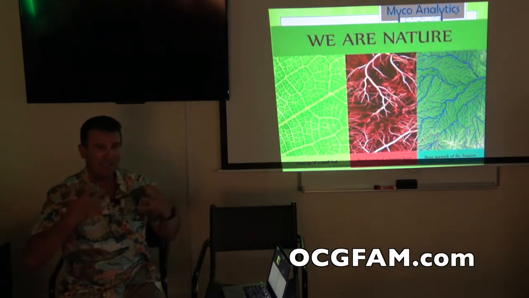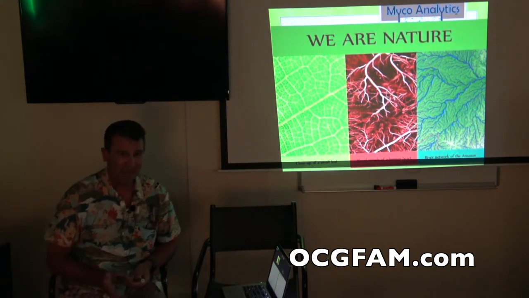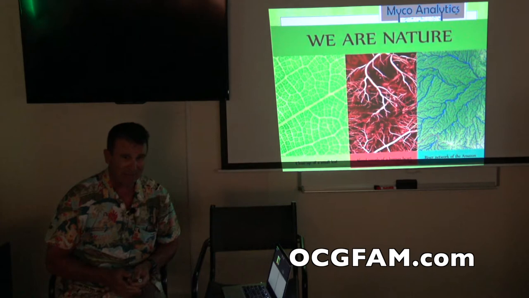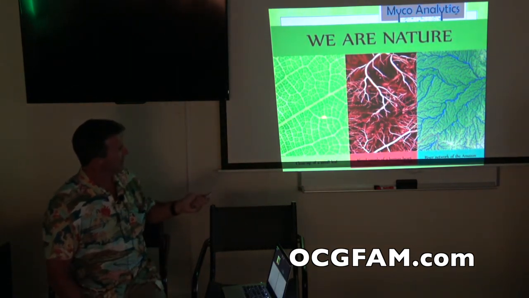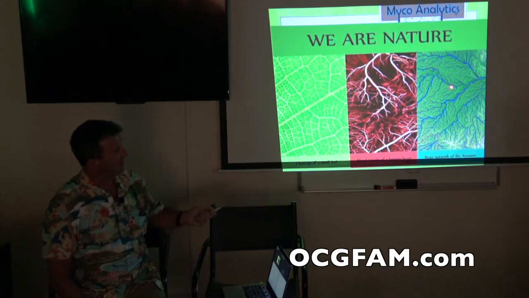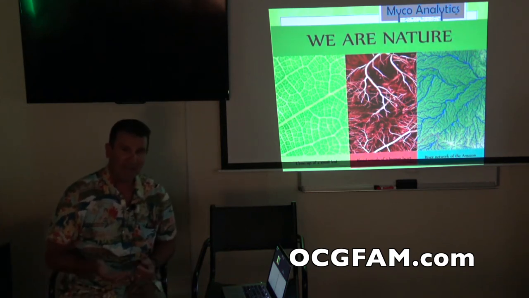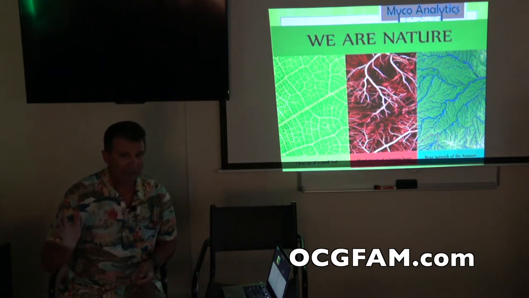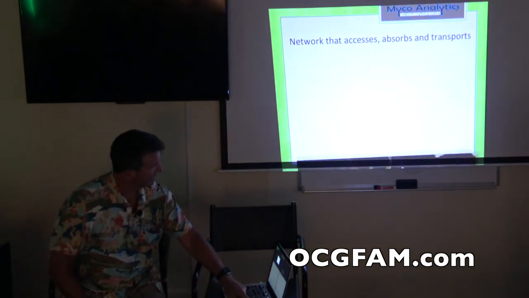But this network, this dichotomous nature of the mycorrhizal branching into the soil, is nothing new. Nature's figured this out for hundreds of millions of years. This is the network of a small leaf. This is the network of the human heart. And this is the river network of the Amazon. This dichotomous branching pattern is the way nature accesses, absorbs, and transports material. You see it echo throughout the natural system. And the mycorrhizae really are no different.